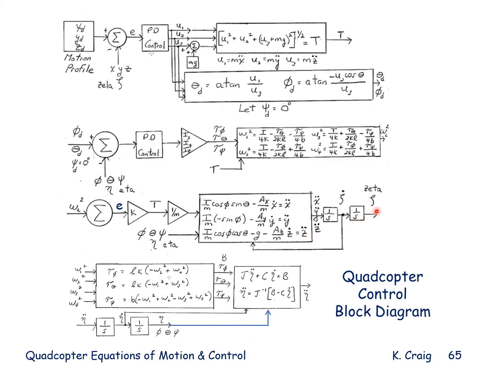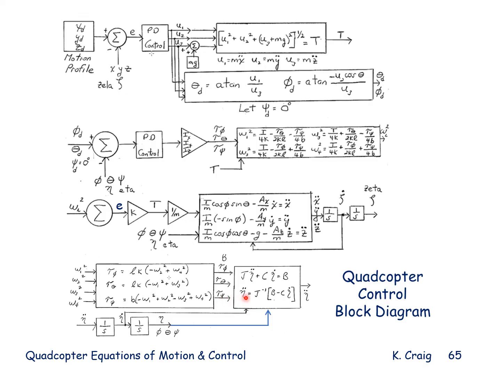These then are the values for x, y, and z, which are then compared to the desired values of x, y, and z, x sub d, y sub d, z sub d in this summing junction. Knowing the four speeds of the propellers, I can then determine what the moments are for roll, pitch, and yaw. The output of this block is then the moments for roll, pitch, and yaw.